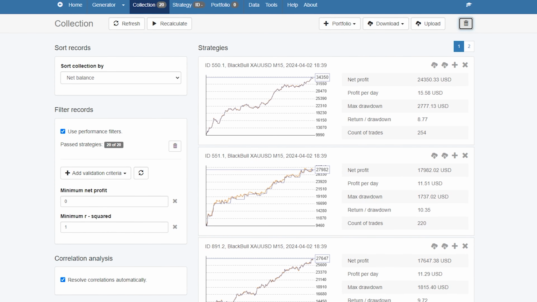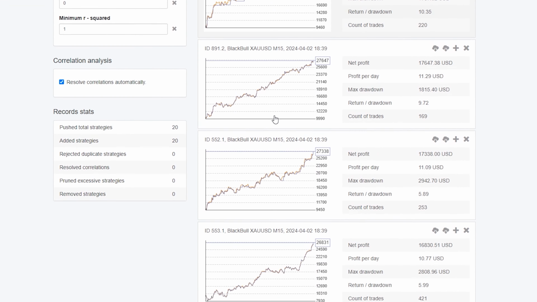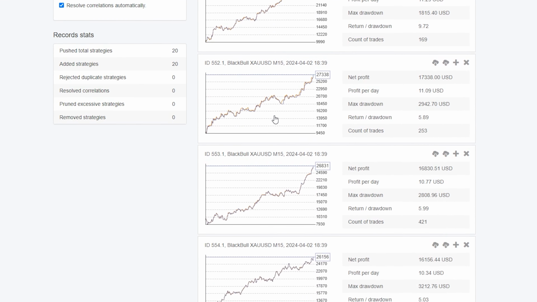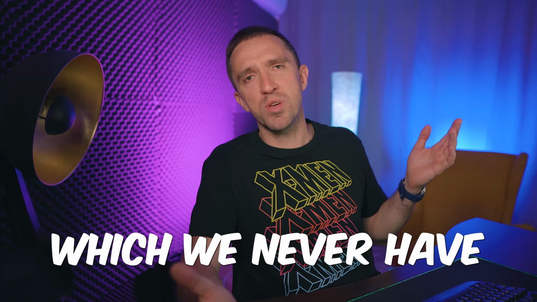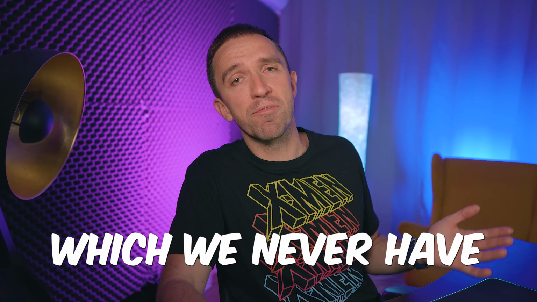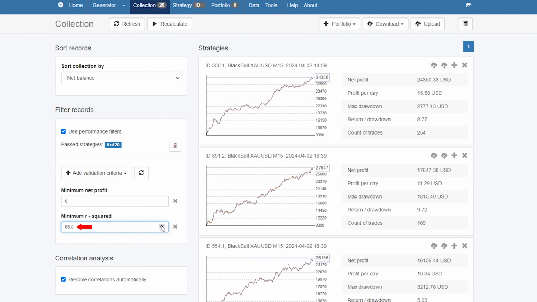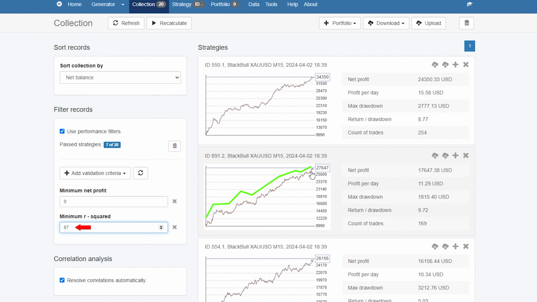Now the next collection I have is for the gold, and you can see that here I have some very decent balance lines, and here I have 20 strategies in total. So I'll just increase the minimum R squared to 70, and I'll go even to 80 and 85, and now 12 out of the 20 are left. Pretty much R squared of 100 means that I will have the perfect balance line, which we never have with robots. But the higher the number is, the fewer strategies I will see, or I'll just see the strategies that have a very good balance line.